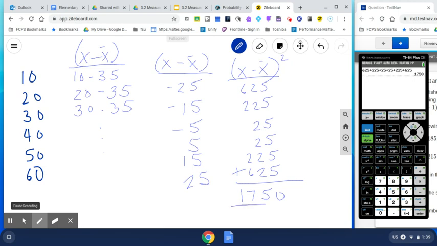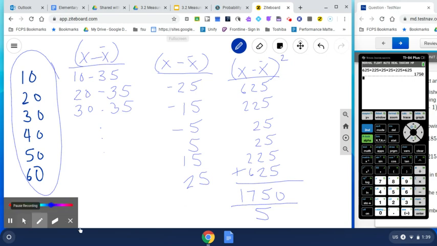Since this is a sample, instead of dividing by 6, since there's 6 numbers in the data set, I'm going to divide by 5. So if we do that, we get a sample variance. S squared is the symbol that we use for sample variance of 350. So that is the squared average distance the values are to the mean.